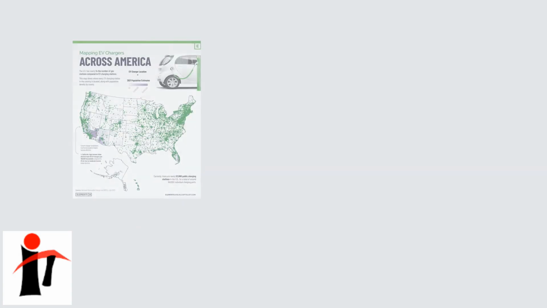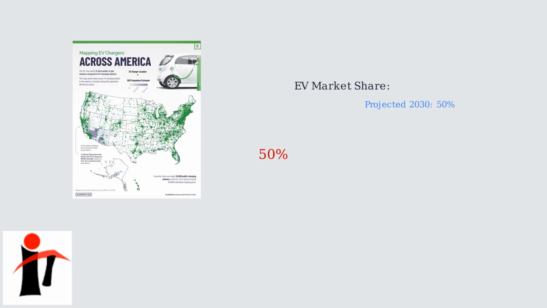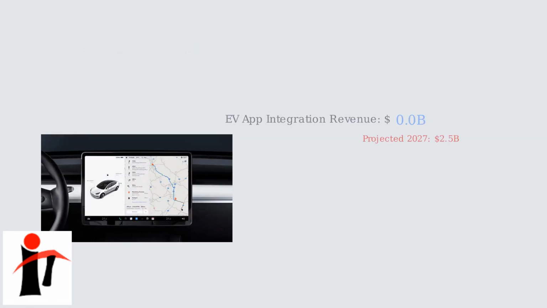As electric vehicles become more prevalent, reaching an estimated 50% of global car sales by 2030, app integrations like Google Maps with Tesla will become industry standard. This trend is driven by consumer demand for seamless connectivity. The market for EV app integrations is growing rapidly, with global revenue projected to reach $2.5 billion by 2027. Tesla is expected to maintain a leading position with approximately 40% market share in this emerging sector.